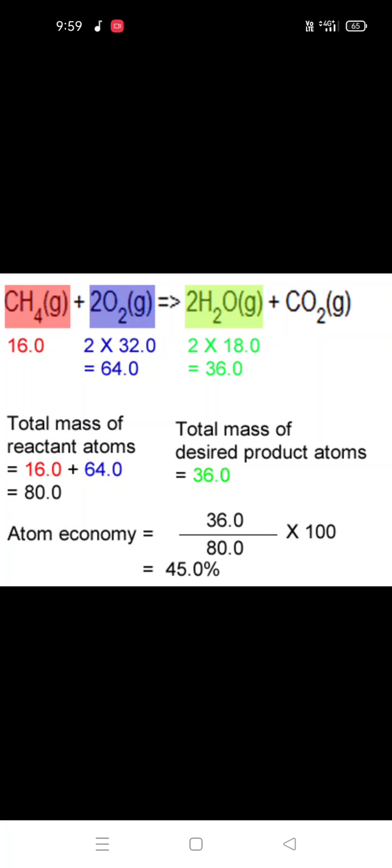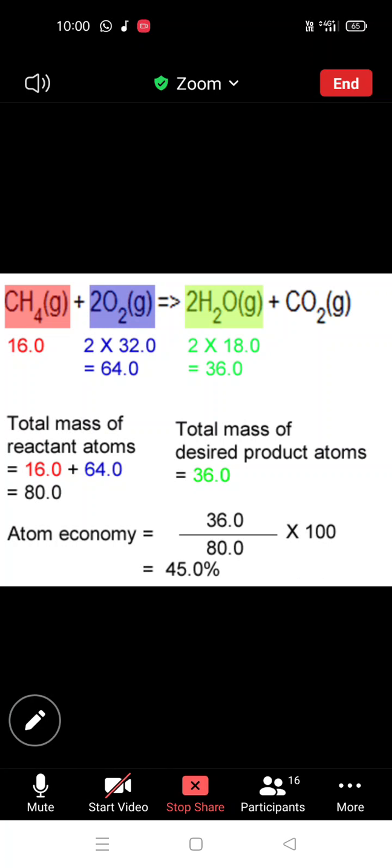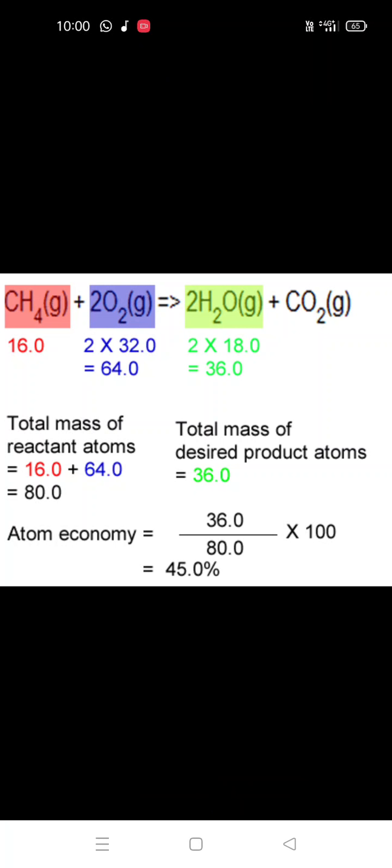Here we have one water molecule, 18 grams per mole molecular weight, and we have two molecules, that's why 2 into 18, 36. So what is the atom economy in this reaction? 36 by 80 into 100. So finally we are getting 45 percent atom economy in this reaction. It is not suitable for green chemistry synthesis because we waste so many reactants. That's why it is not suitable.